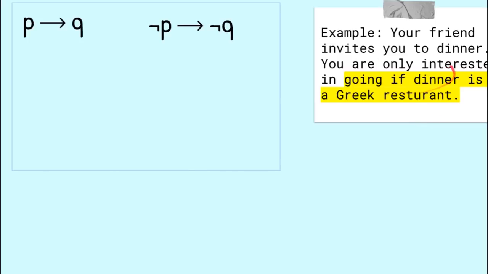Okay, let's break down this example. So your friend invites you to dinner. That's not really important. You are only interested in going. You're going to go if dinner is at a Greek restaurant, right? You're not going to go if it's not at a Greek restaurant. If dinner is Greek, you are going to go. If dinner is not Greek, you're not going to go.